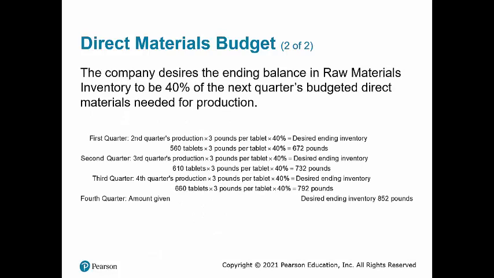This slide shows how you would calculate the desired ending inventory for raw materials. Remember, we start out with the production. So in the first quarter, we need to produce, based on the production budget, 560 tablets. The problem will tell you how many pounds you need per tablet. In this case, we need 3 pounds of direct materials for each tablet.